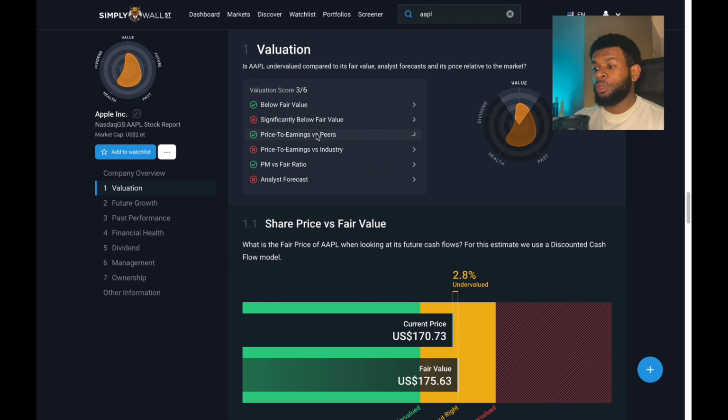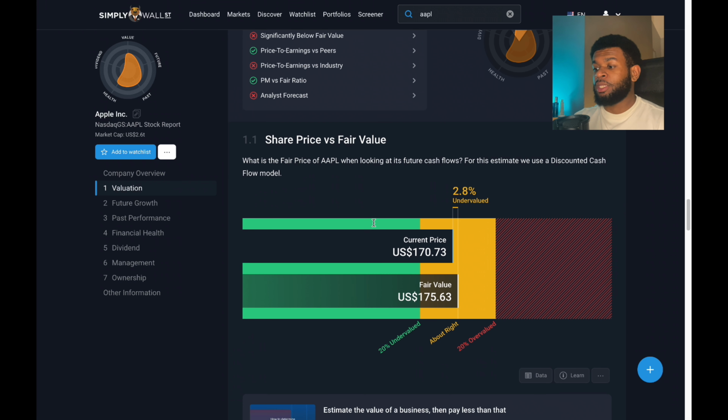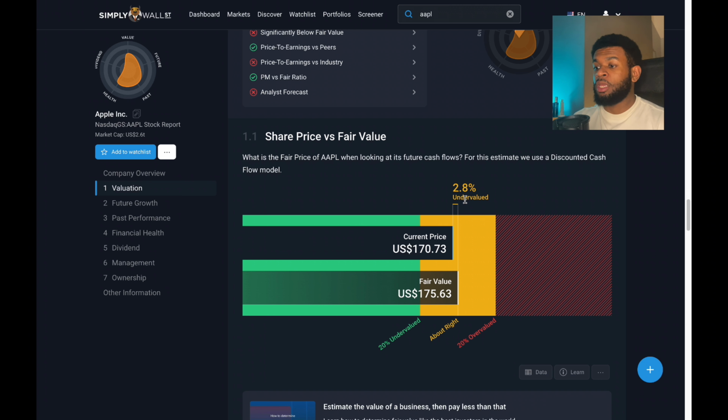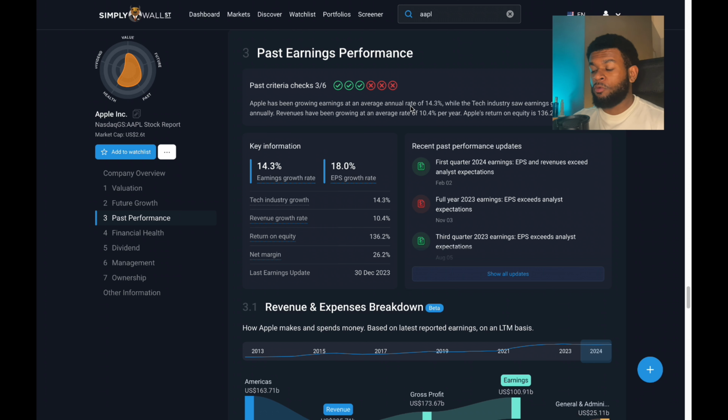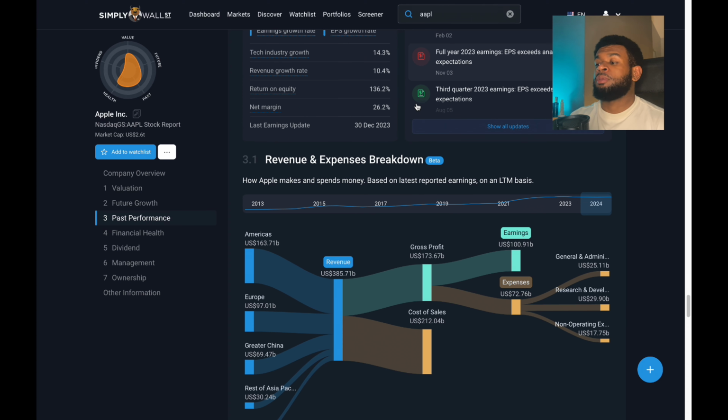If we scroll down, we can have a look at the valuations as well as the share price against the share value. We can see analyst reports on whether they think the company is undervalued or overvalued. We can also have a look at past performance, past earnings performance, whether the company will potentially meet its earnings or potentially grow its earnings, as well as the revenue and expense breakdown.